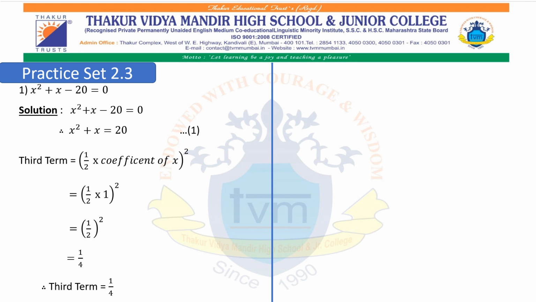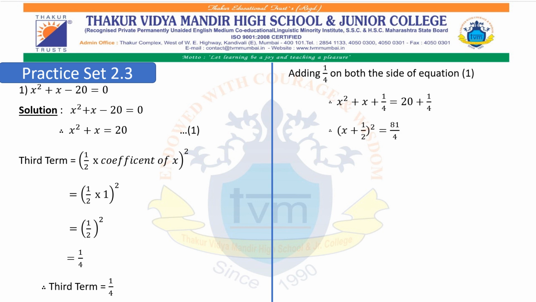Now this value of the third term we are going to add to equation number 1 on both the hand sides, which will be written as adding 1 upon 4 on both the sides of equation 1. What we will get? We will get x square plus x plus 1 upon 4 equals to 20 plus 1 upon 4. See, on the left hand side of the equation, x square plus x plus 1 upon 4 is the square of x plus 1 upon 2, the whole square. And on the right hand side, after making the denominator same, we will get 81 upon 4.